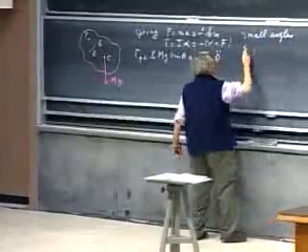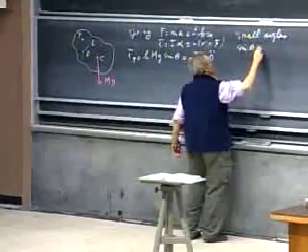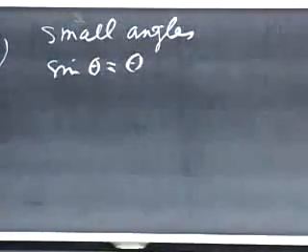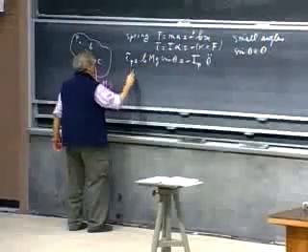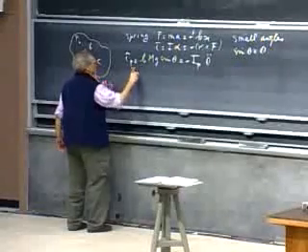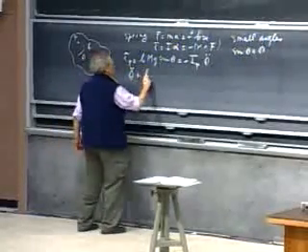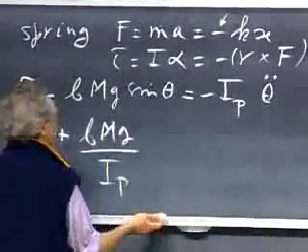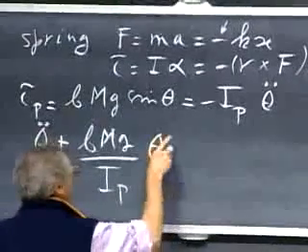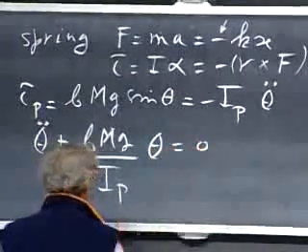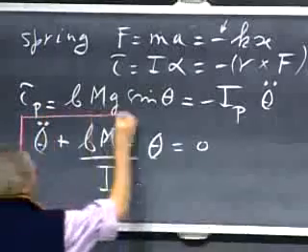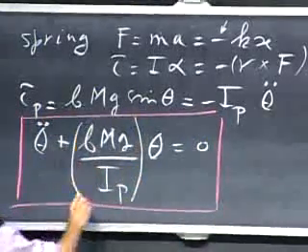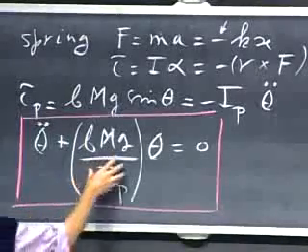I bring them together, and I use the small angle approximation. Small angles, then the sine of theta is approximately theta, if theta is in radians. And so I bring this all on one side, so I get theta double dot plus b mg divided by the moment of inertia about that point P times theta, now this is my small angle approximation, equals 0. And this is a well-known equation. It is clearly a simple harmonic oscillation in theta, because this is a constant.